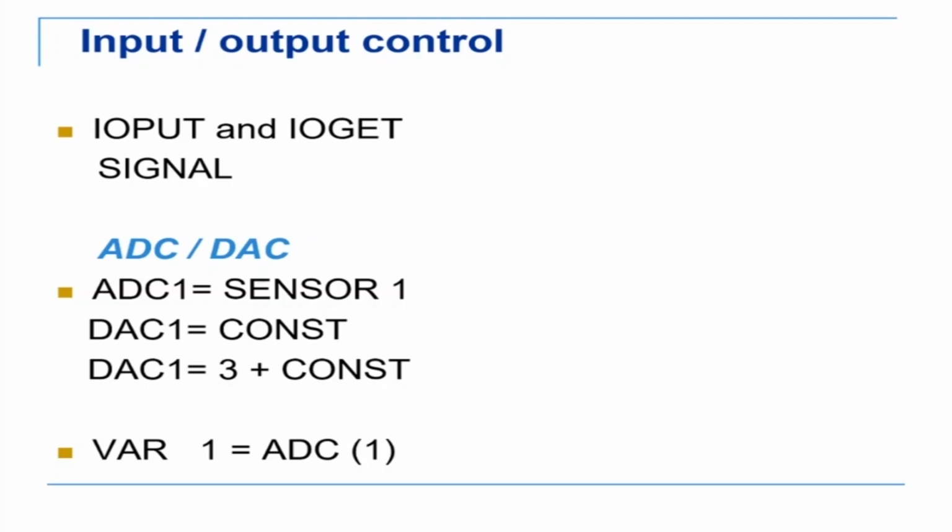Now, the syntax is IO put and IO get. IO put means you are putting a particular voltage onto a particular channel. IO get means you are getting the voltage from that channel. So we can say IO get 1 is basically from channel number 1. We can put a variable, say V1 is equal to IO get channel number 2. This variable V1 has been assigned whatever voltage is coming from there. It will be digitized and assigned to this variable.